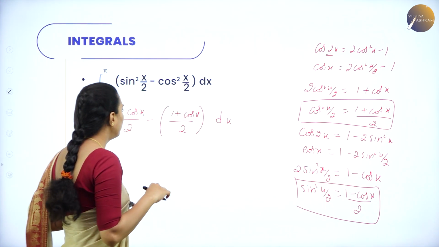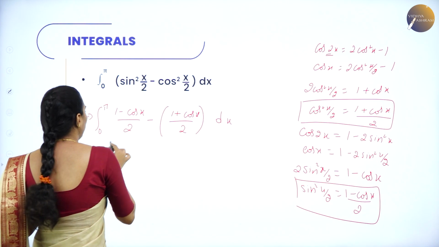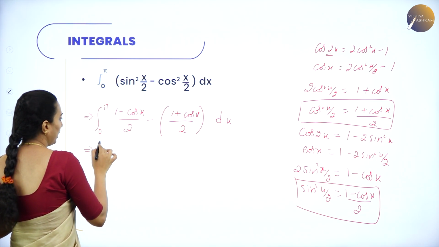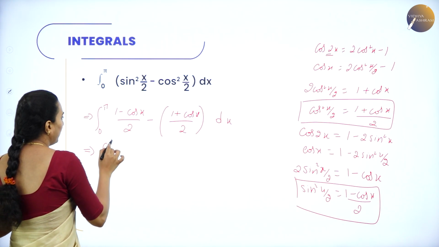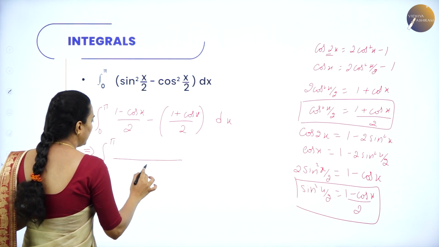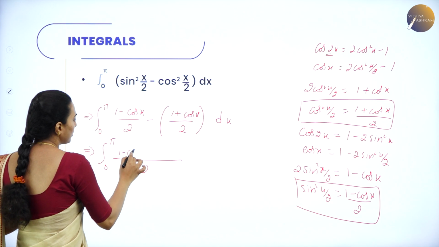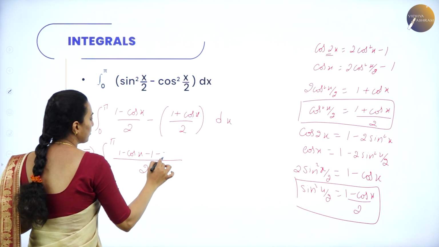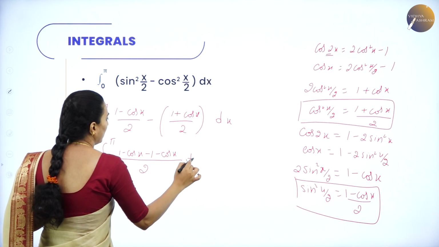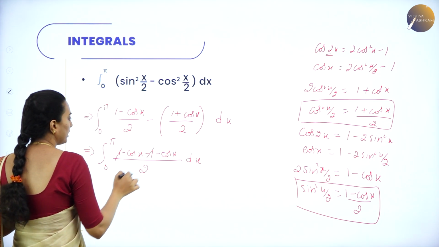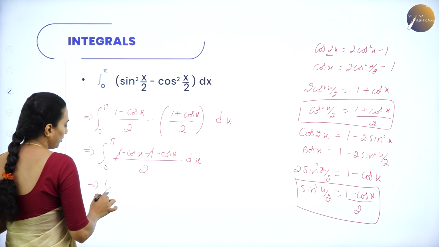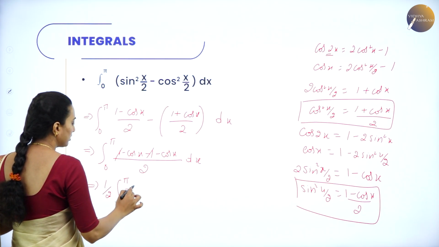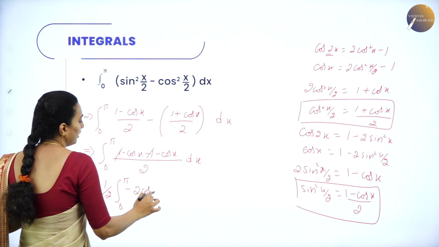Got it? Now you can multiply the minus symbol. 2 will be the LCM. So 1 by 2, 0 to pi, 2 will be the LCM. So 1 minus cos x, minus into plus is minus 1, minus into plus is minus cos x, into dx. Now here plus 1 minus 1 will go, 1 by 2 you can remove outside the integral, 0 to pi, minus cos x minus cos x is minus 2 cos x into dx.